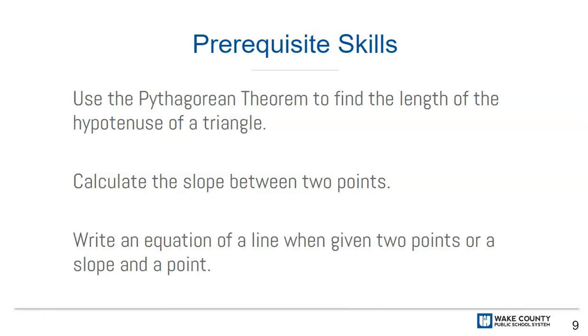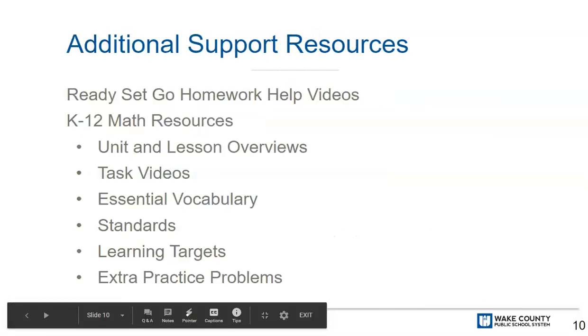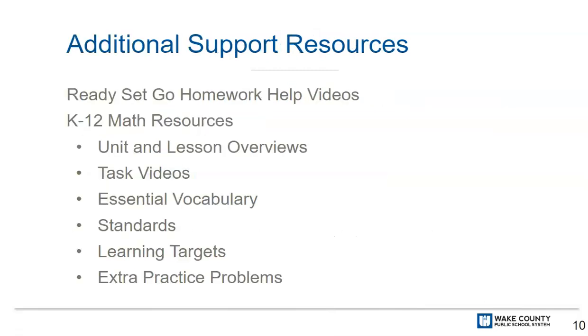You should be able to use the Pythagorean theorem to find the length of the hypotenuse of a triangle, calculate the slope between 2 points, and write an equation of a line when given 2 points or a slope and a point. In addition to your teacher and school-based resources, there are several additional resources available.